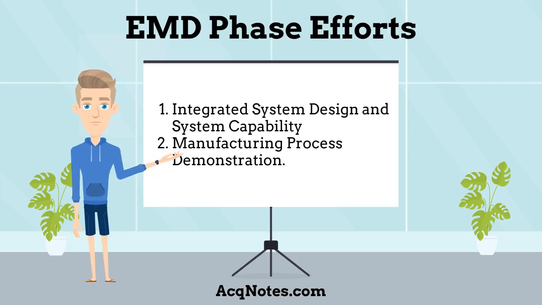The EMD phase consists of two major efforts: 1. Integrated system design and system capability, and 2. Manufacturing process demonstration. These two major efforts integrate the end item components and subsystems into a fully operational and supportable system. They also complete the detailed design to meet performance requirements with a producible and sustainable design and reduce system-level risk. The EMD phase typically includes the demonstration of production prototype articles or engineering development models.